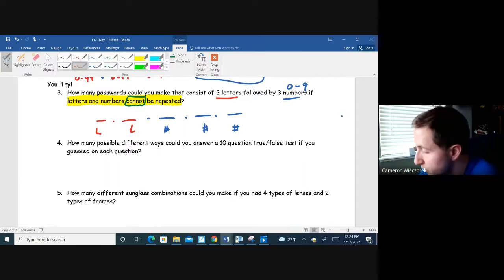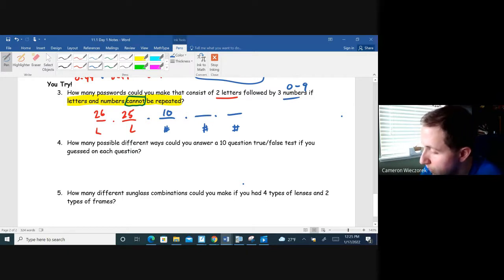So how many letters can we pick for the first blank? Well, we haven't used any up yet. So we got all 26 letters of the alphabet we could use. For the second space, though, since we cannot repeat a letter, now I only have 25 options left for my second letter. Going on to the blue spaces for numbers, my first number can be anything 0 through 9. So that's 10 options. When I go to the second blue blank, since I've already used a number up, now I only have 9 options left. When I go to my third blank, I've already used 2 numbers up, so I only have 8 options left.